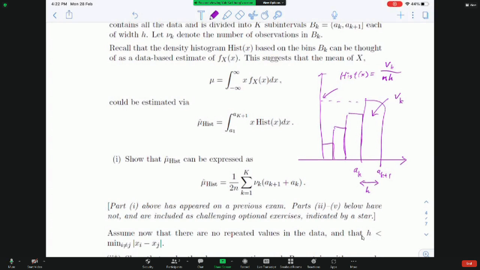This is why we divide by n. Now, Vk divided by n only gives you the area of the rectangle. If you want to determine the height of the rectangle, which is the vertical scale in this histogram, the height multiplied by the width of the class gives you the area. So in other words, you divide the area by the width of the class interval, and that gives you the height. So the histogram f(x) is given by Vk divided by nh. This is how this formula is produced.